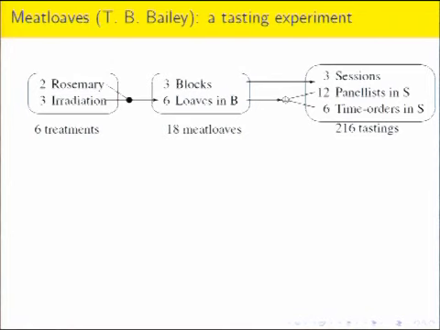Then at the second phase, in each of 3 sessions, there were some panelists and time orders making this number of tastings. So portions from these meatloaves were put into this. Actually, this indicates an orthogonal design. It was a pair of Latin squares.